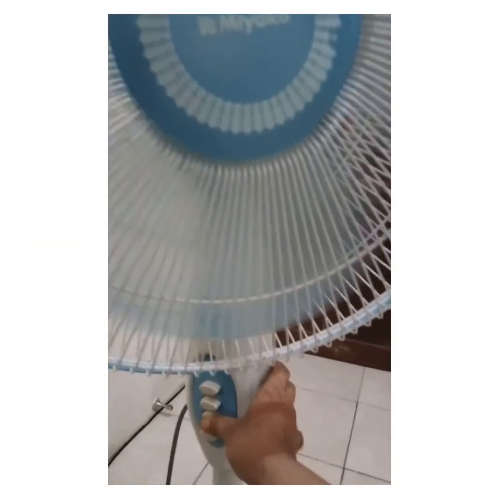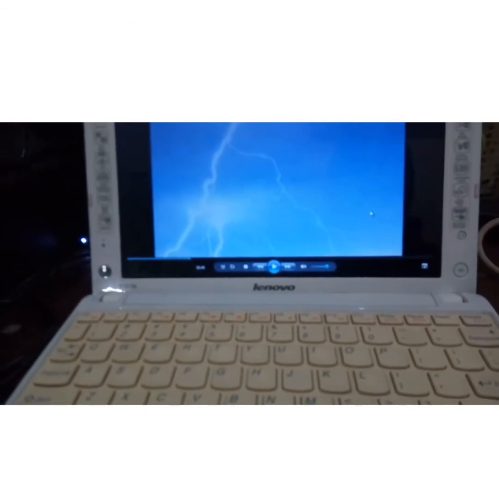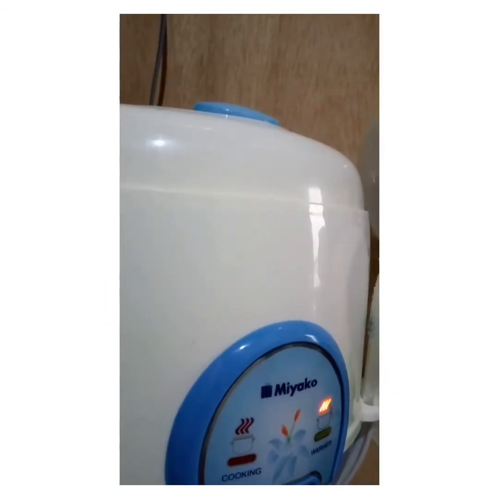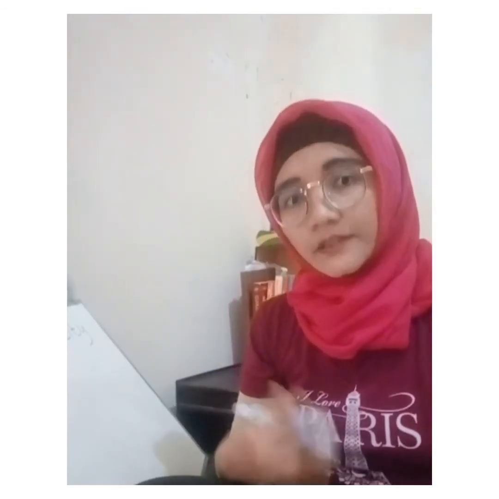Okay, I hope you can see it. When you are turning on the lamp, that means you are using the electricity. So you need the electricity to turn on your laptop, electrical stove, and other electrical appliances. But did you know what electricity actually means? Theoretically, electricity is the flow of electric charge.